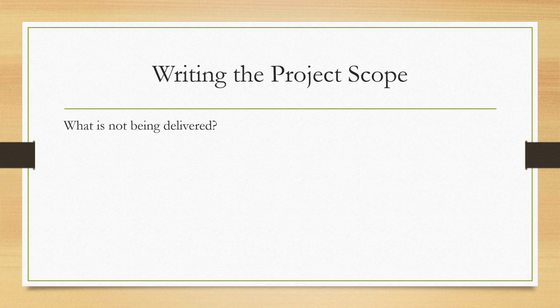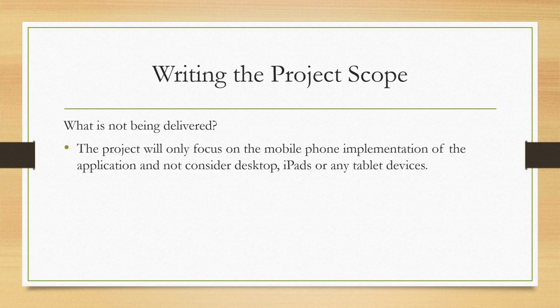Because it's also important to say what we're not going to do. So we're going to say the project is only going to focus on the mobile phone implementation of the application and not consider the desktop, iPads, or any other tablet devices. So by saying that we're not considering the desktop, the mobile, the iPad, or any tablets, we have simplified our problem. We have said the only device that is in the scope of our problem is a mobile phone.